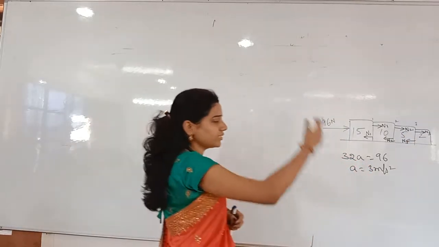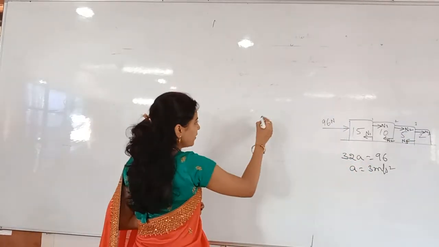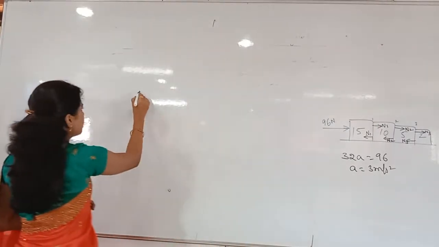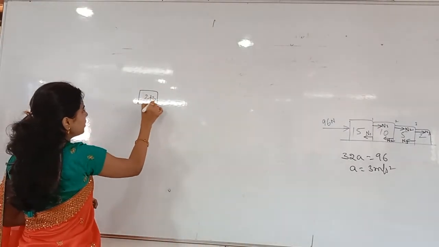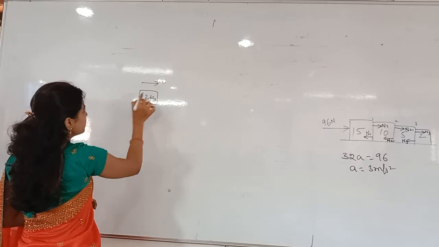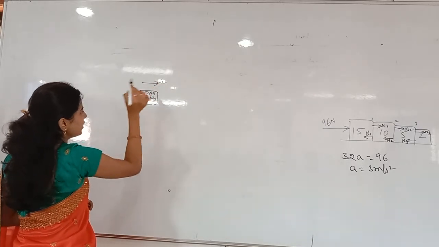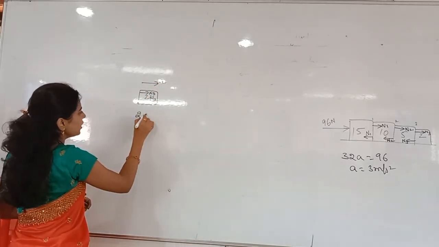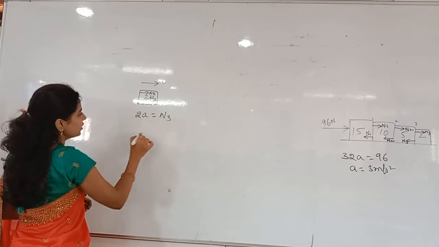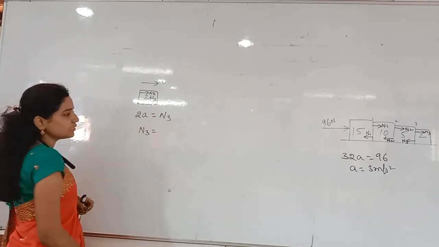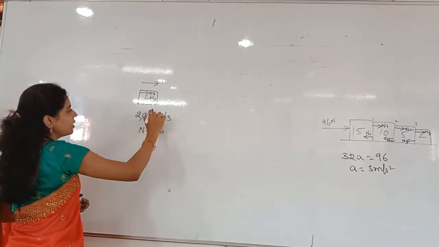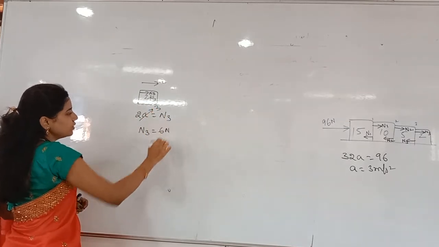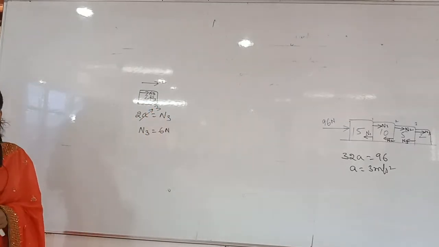The 2 kg mass you have to consider. So if I consider the 2 kg mass, then A is there in this direction, and last what is there? N3. So simply what I can write, 2A is equal to N3. Then N3 is equal to how much? 6. Acceleration we got how much? 3 meter per second square. So N3 is 6 newtons.